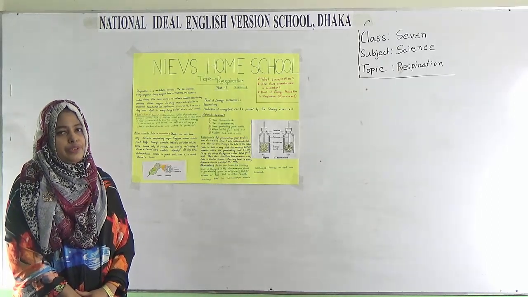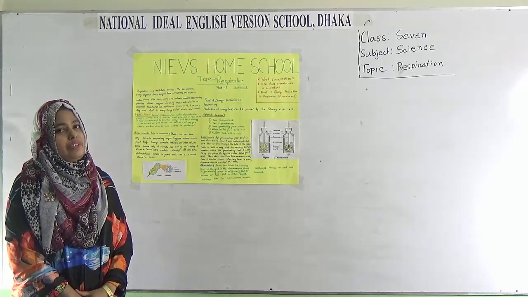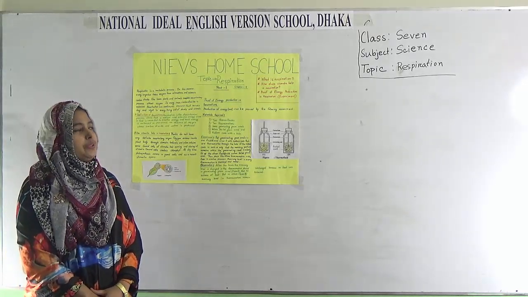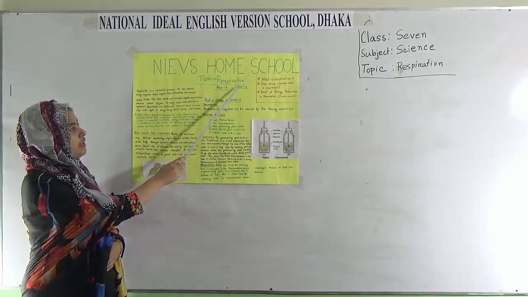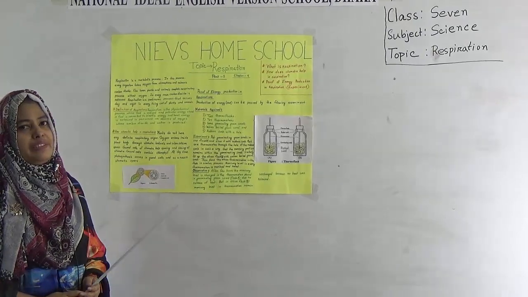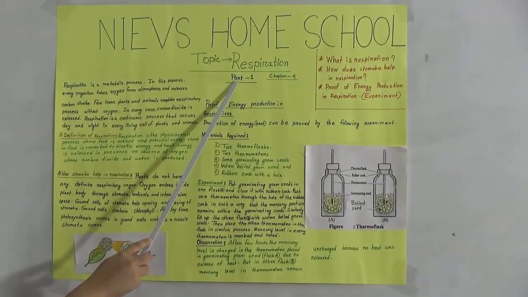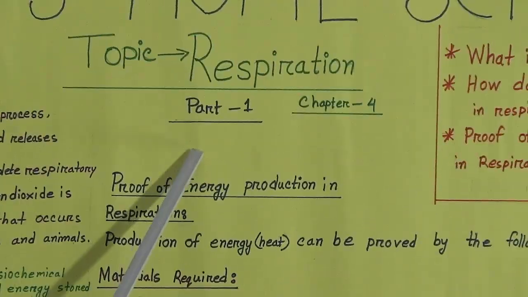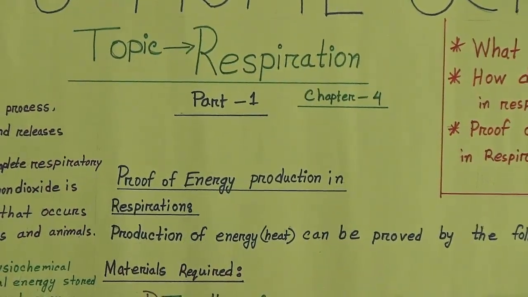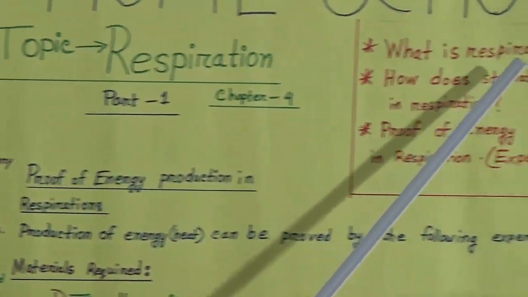Today I am going to take a science class for class 7 students. Today my topic is respiration, Chapter 4. For your better understanding, I have divided this part into two parts. Today I will discuss part 1. In this part, I will discuss what is respiration.